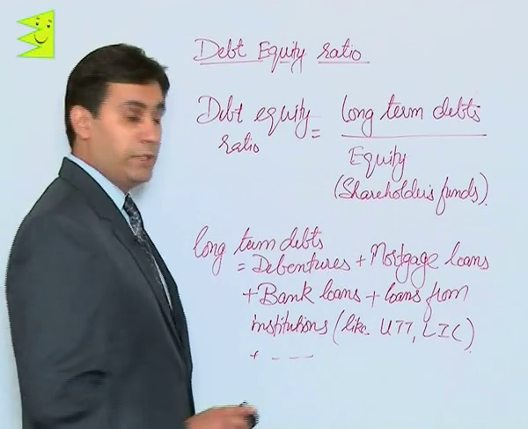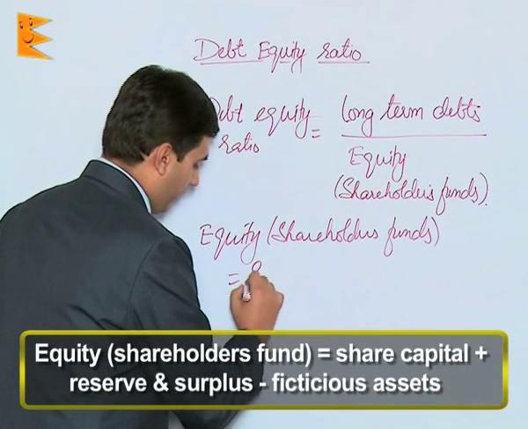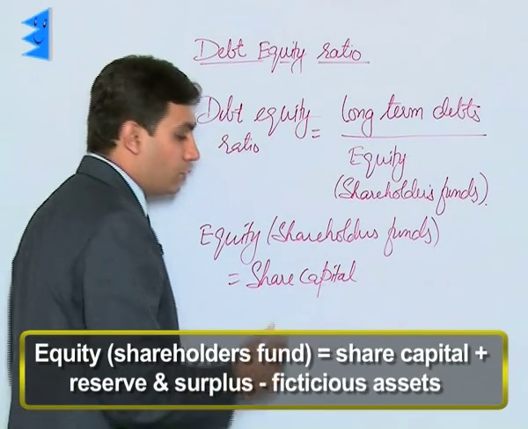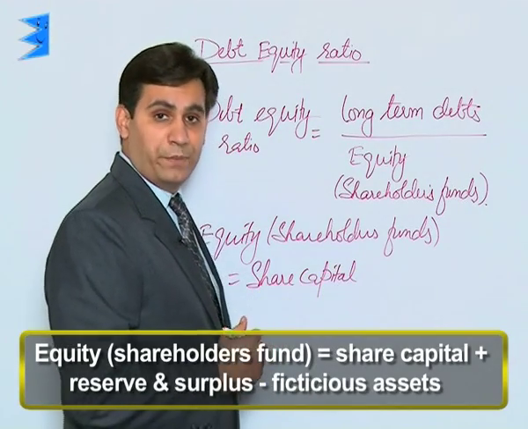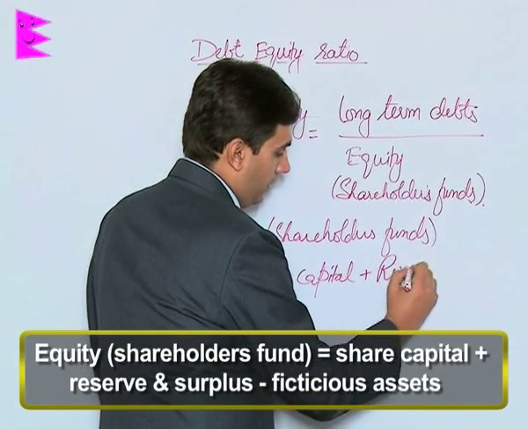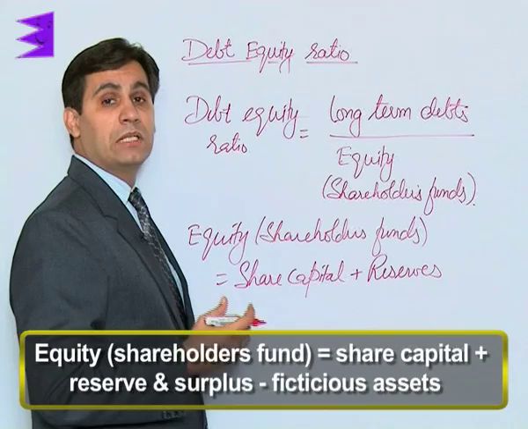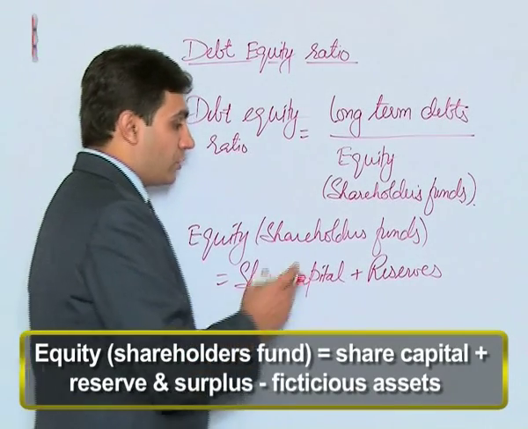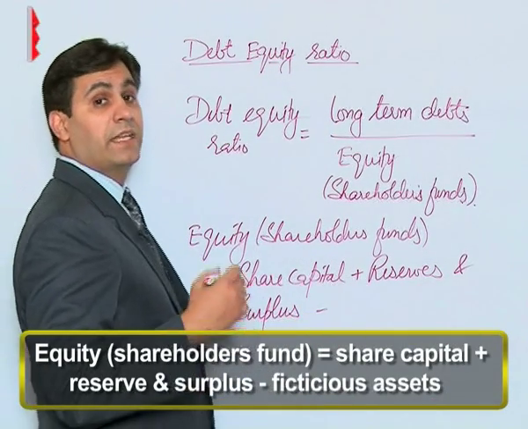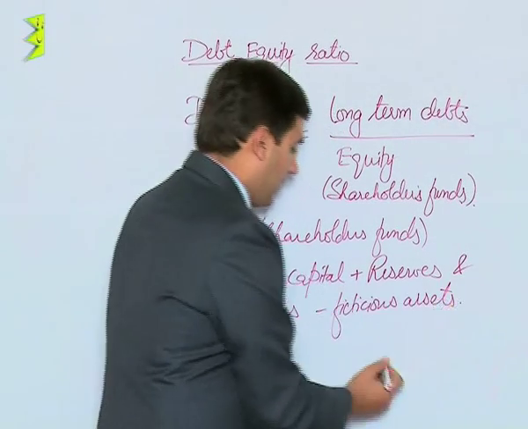Now coming to equity, shareholders funds. So this includes share capital, now students remember it includes both equity and preference. Then reserves, that is both revenue and capital, and those capital reserves like securities premium which ultimately belong to the shareholders. So we have reserves and surplus minus any fictitious assets that are there. So they have to be deducted.